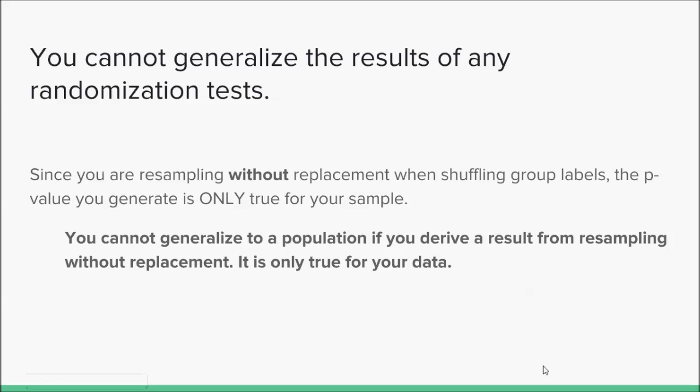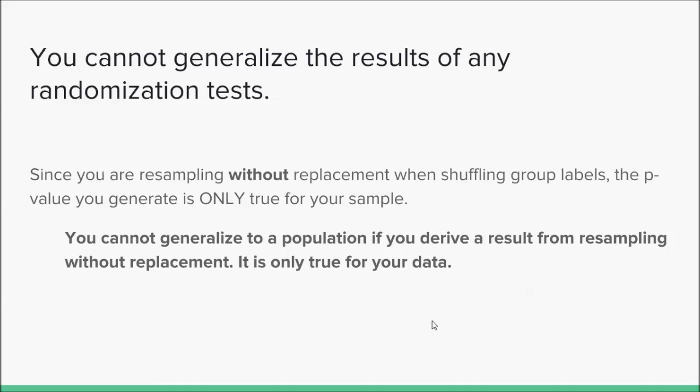But importantly, unlike with bootstrapping, you cannot generalize the results of your randomization tests beyond the sample that you have. This is because you're sampling without replacement when you shuffle those group labels. And the p-value that you generate is only true for the distribution that you collected because you're still shuffling within that little distribution. And you cannot generalize to your population ever if you derive a result from resampling without replacement. So you really have to keep those two things in mind.